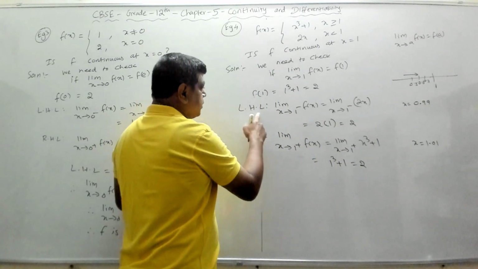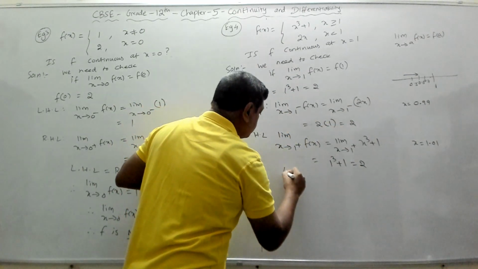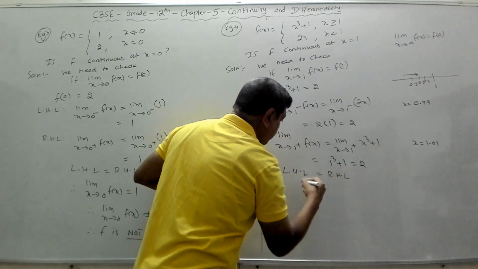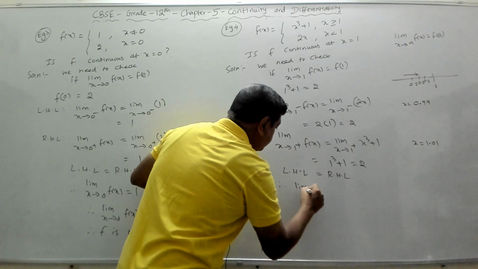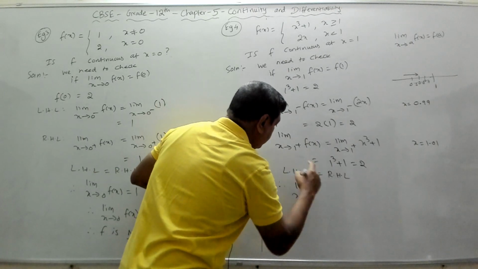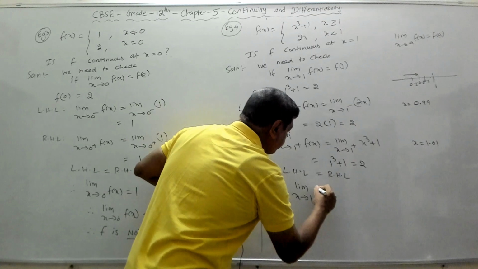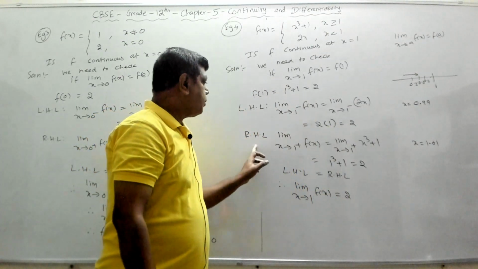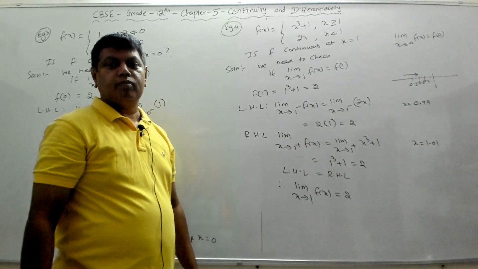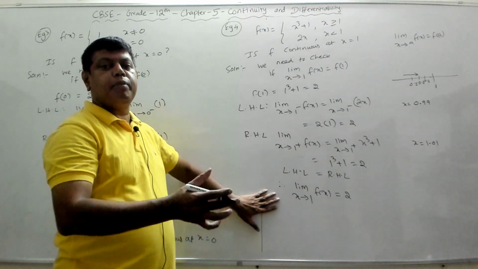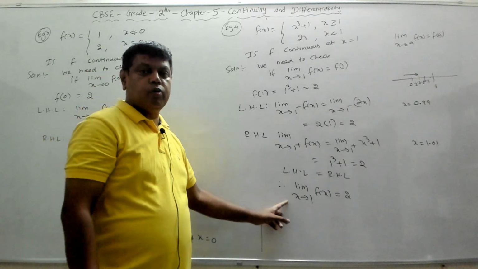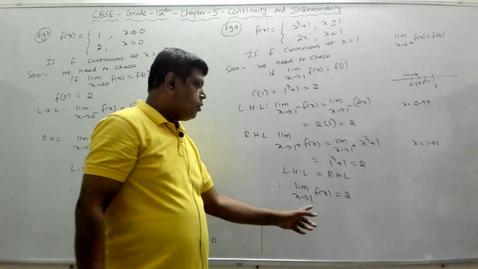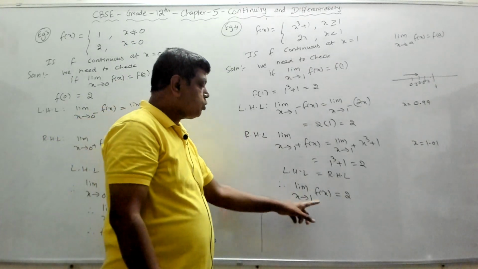So now our LHL is 2 and your RHL is also 2. Since LHL equals RHL, left hand limit is equal to right hand limit, therefore we will say the limit exists. Limit x goes to 1, here we will not put plus or minus, f of x is 2. This is called the limit, not the right hand limit or left hand limit. Limit means your x can approach 1 through either side, left side or right side. Whatever side it approaches, your f of x goes to 2. So limit x goes to 1, f of x is 2.